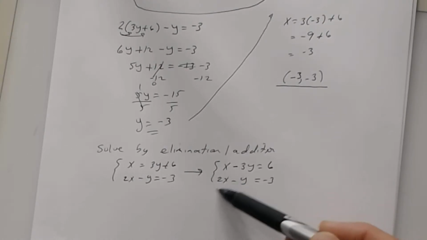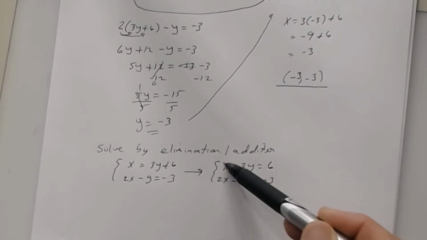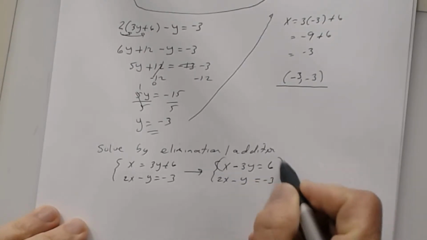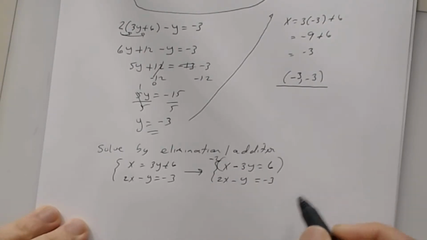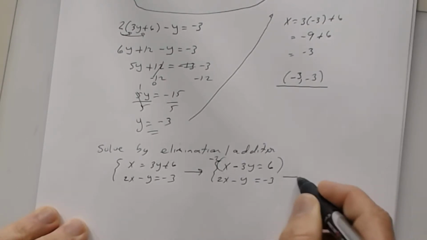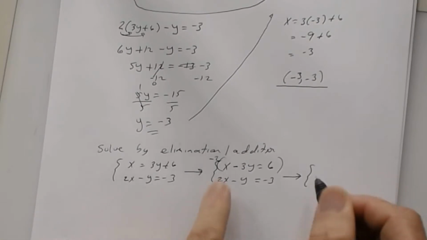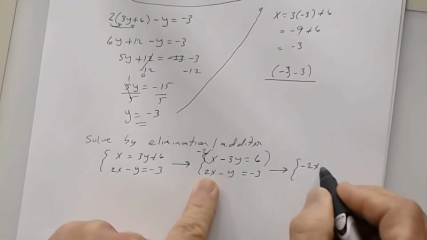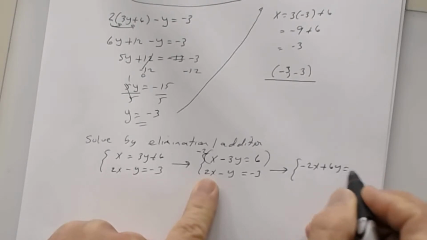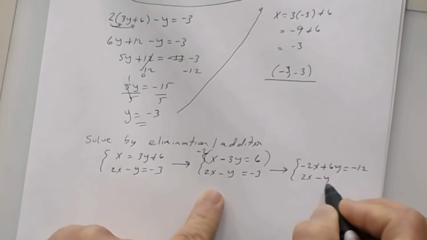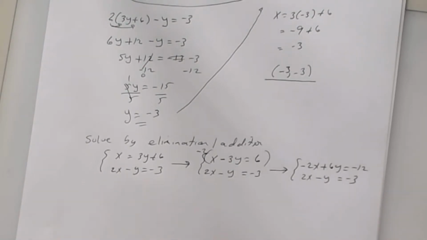Well, since this one's already a positive 2, then I'm going to multiply this one by a what? Negative 2. So multiply both sides by a negative 2. So every term is going to be multiplied by negative 2. So then I'm going to get this system. What's going to be the first equation? Plus 6y equal negative 12. And I'm going to go ahead and just rewrite the other one. Now what do I do?